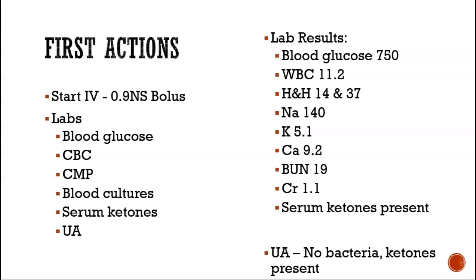We have a blood glucose of 750. Our white cells are 11.2. H&H is 14 and 37, sodium 140, potassium 5.1, calcium 9.2, BUN 19, creatinine 1.1, and there are serum ketones present. The UA showed no bacteria or ketones.